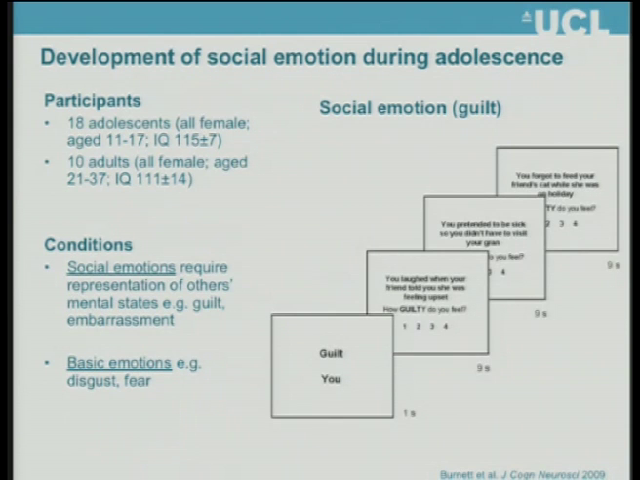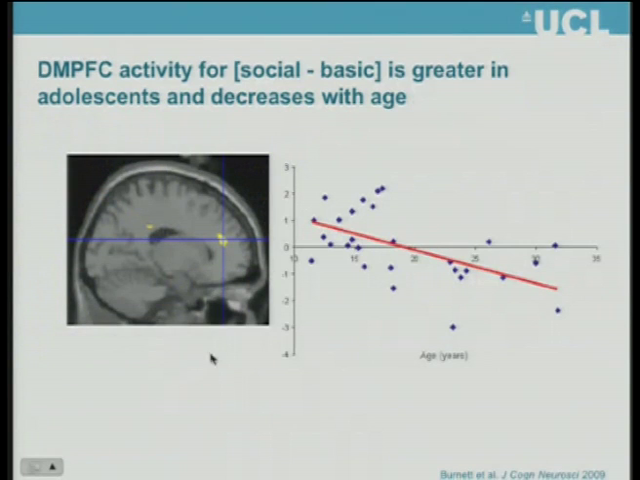Again, when we compared activity between social emotions and basic emotions, we found activity in the social brain network for both groups. However, when we directly compared the 2 groups, adolescents and adults, we found exactly the same thing as in our previous study, that activity in dorsal medial prefrontal cortex, while it was active in both groups, was much higher in adolescents than in adults, and its activity decreased with age.